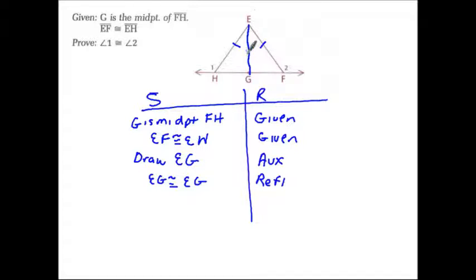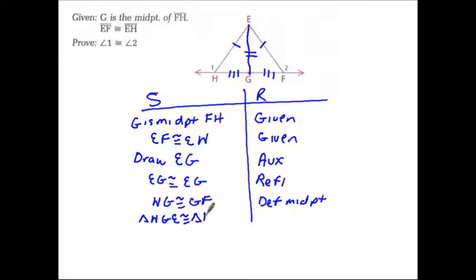So I was observant. Next, I'm going to use my keyword midpoint. If G is the midpoint, I know that HG is congruent to GF, definition of the midpoint. Let's draw those tick marks in. And now I have enough to say triangle congruency. I can go ahead and say that triangle HGE is congruent to triangle FGE. The reason is side, side, side.